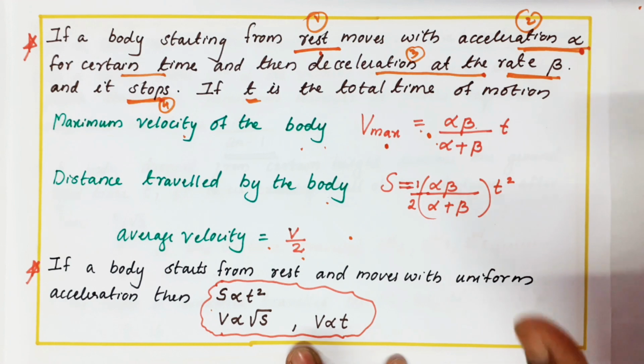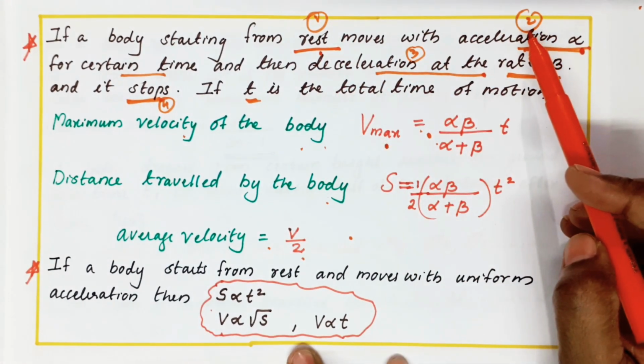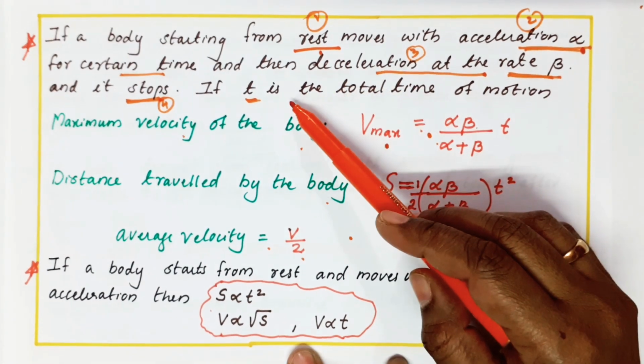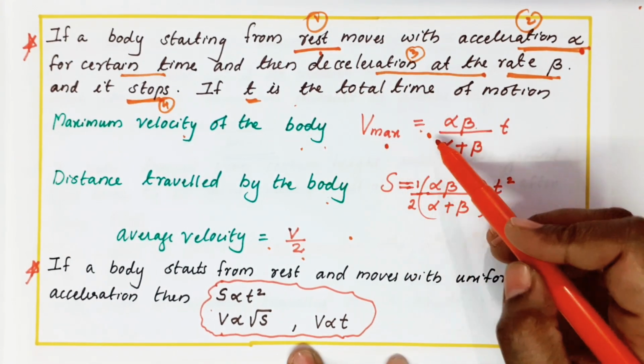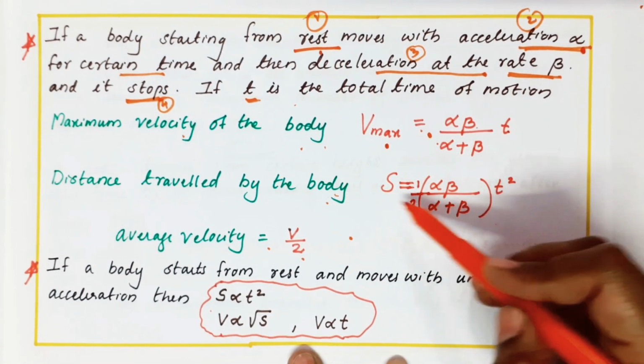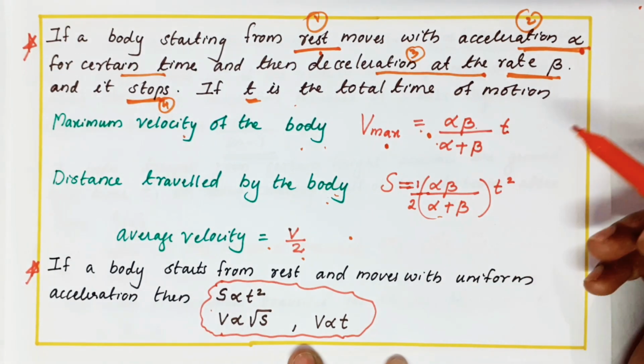What are the hints that should be in the question? Body starts from rest, it undergoes acceleration. After that, it undergoes deceleration. What's the total time taken? T. So what is the maximum velocity? Alpha beta by alpha plus beta into t. What is the distance traveled? Half alpha beta by alpha plus beta into t square.